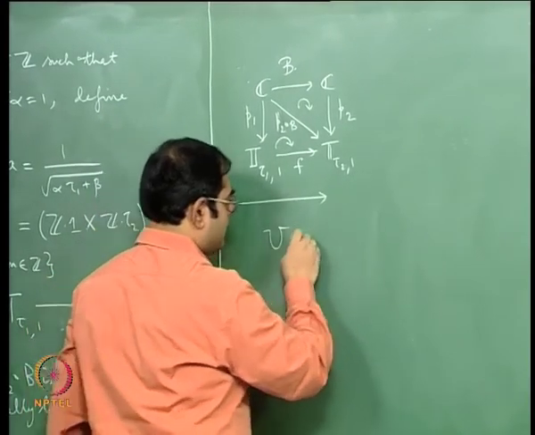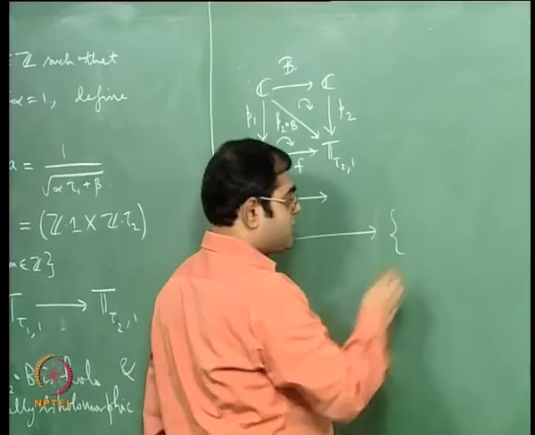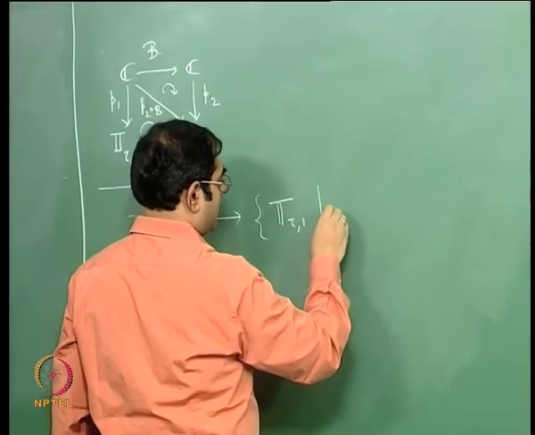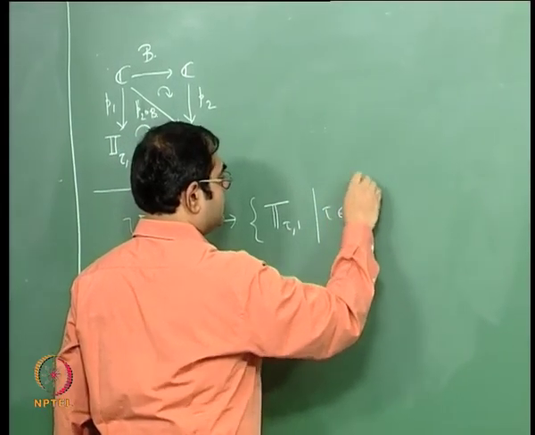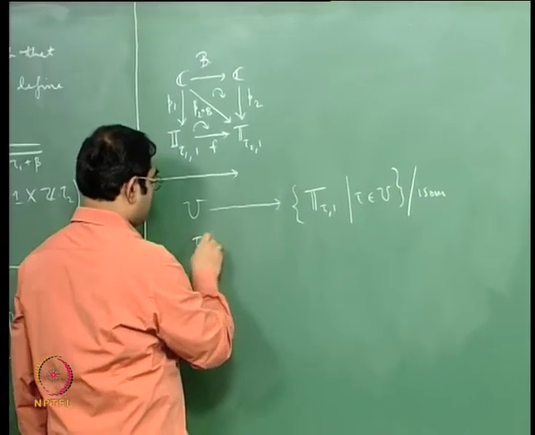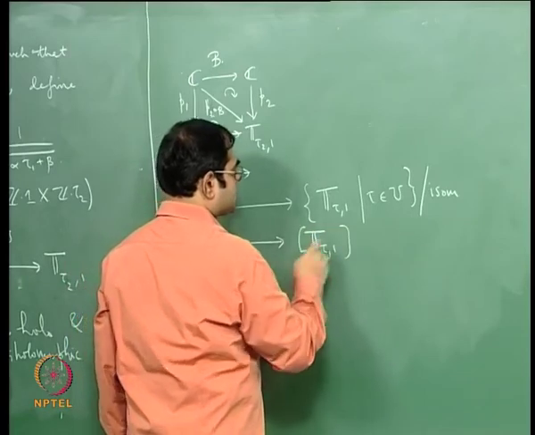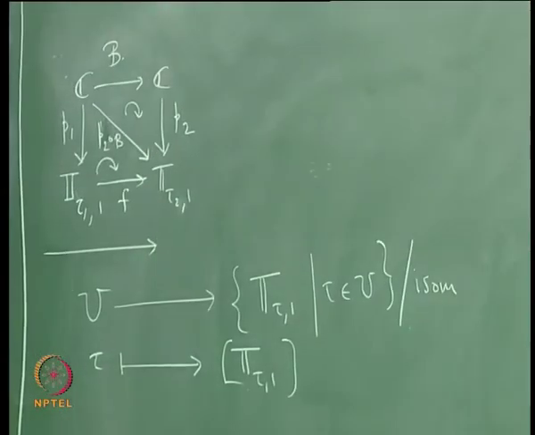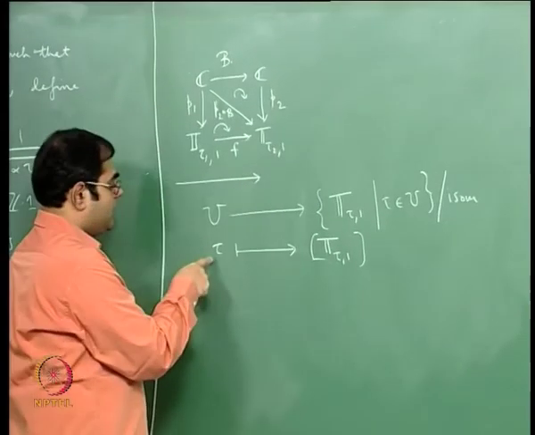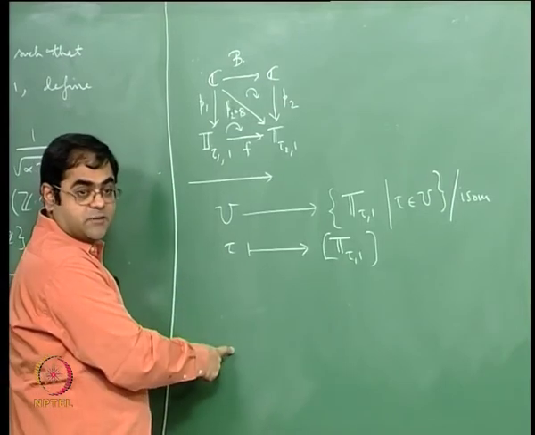So you see, the moral of the story is that what I can do is, from U to the set of all complex tori, isomorphism classes of tori which are of the form T tau comma 1, tau belonging to U mod isomorphism, okay. I have this map, tau being sent to T sub tau comma 1, holomorphic isomorphism class. Then this map goes down to a map to the quotient U mod PSL2Z, okay.